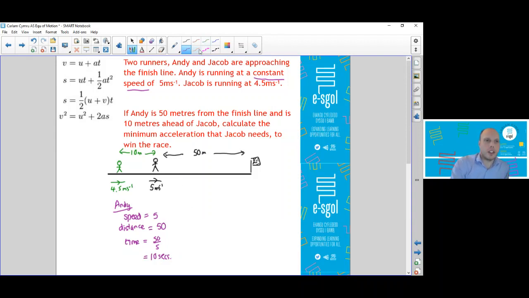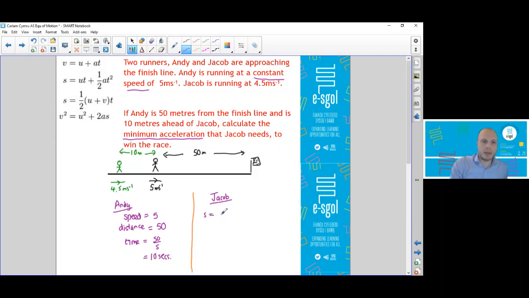What does that mean for Jacob? Well, first of all, Jacob is not running 50 meters. He's running 60 meters because he's 10 meters behind to start with. And this is a SUVAT problem. It is an equations of motion problem because we're finding the minimum acceleration that Jacob needs to win the race. So he needs to get to the finishing line before Andy in basic terms.